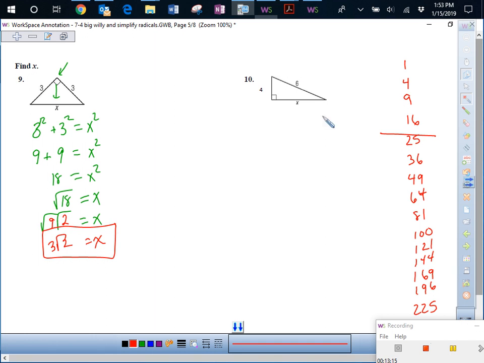So set up the Pythagorean theorem for this guy. Pause the video, solve for x, simplify the radical.